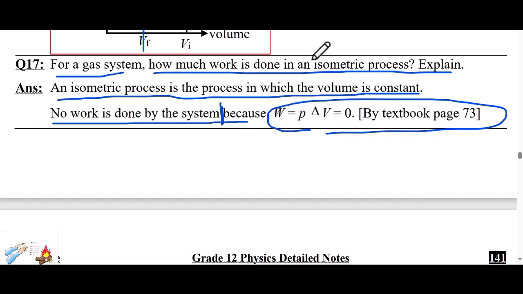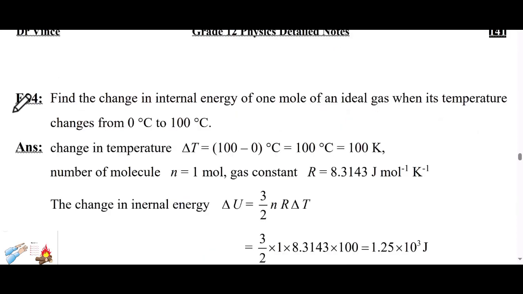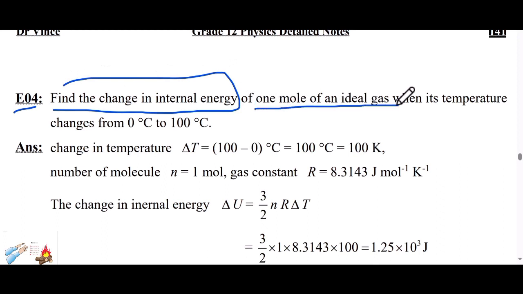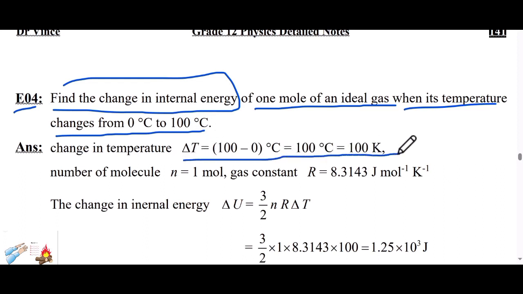volume. Question number 4: find the change in internal energy, delta U, of 1 mole of an ideal gas when its temperature is changed from 0 degrees Celsius to 100 degrees Celsius. Delta T is 100 degrees Celsius, which is 100 Kelvin. The number of moles n is 1.